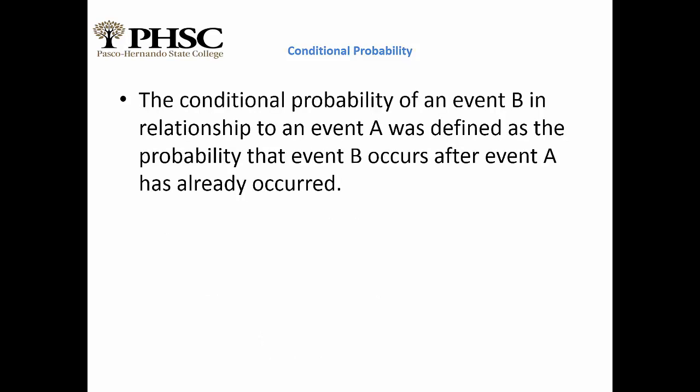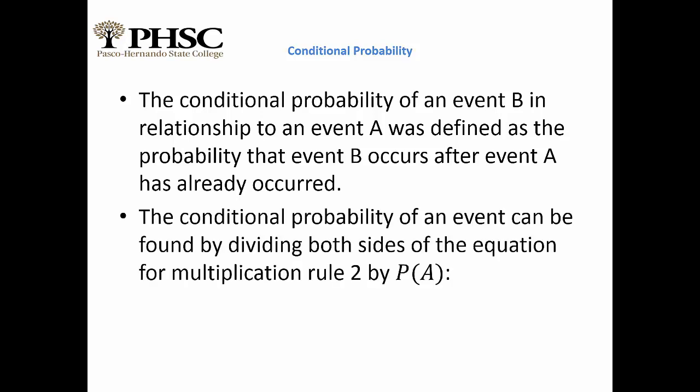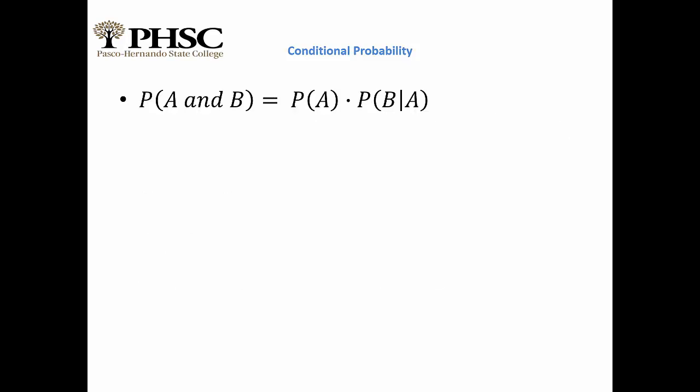So conditional probability of event B in relationship to event A was defined as the probability of event B occurs after event A has already occurred. The conditional probability of an event can be found by dividing both sides of the equation for multiplication rule 2 by the probability of A. So the probability of A and B is equal to the probability of A times the probability of B given A, or the probability of B given A is equal to the probability of A and B divided by the probability of A. And if you remember, I showed this in class.